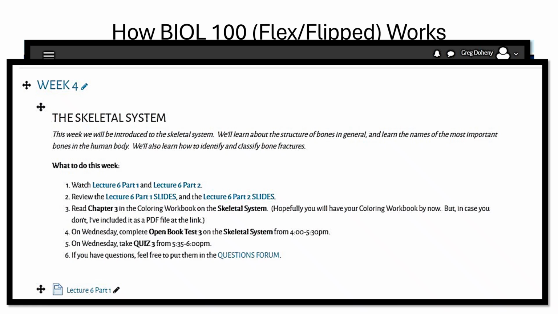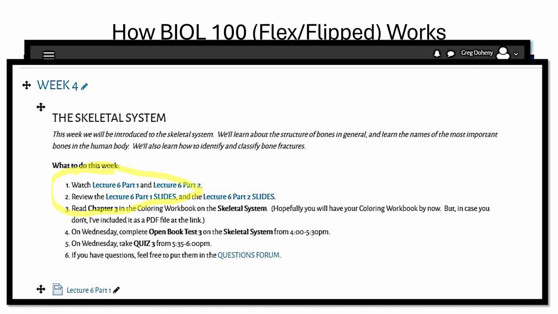And you'll see that each week, for example week 4, which is shown here, we would be studying the skeletal system, the skeleton, or the bones, in other words. And you notice that it links you to some lectures, right? And this is what's known as a flipped version of a course.